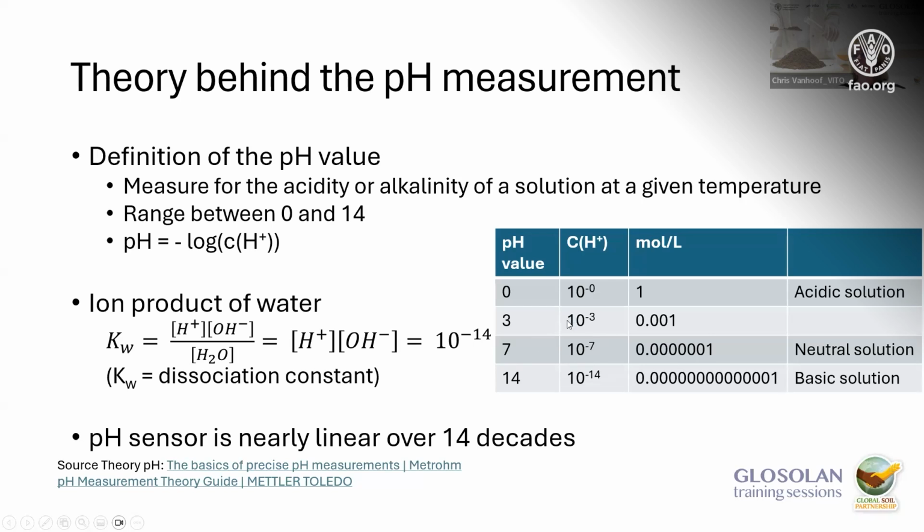If you lower the concentration of the hydrogen plus, you can see that you lower the value. The pH sensor is nearly linear over the 14 decades. For the further theory, the sources that I use are described by Metrohm and by Mettler Toledo. Those are two manufacturers that offer a lot of pH electrodes and instruments, so you can always refer to that for further information.